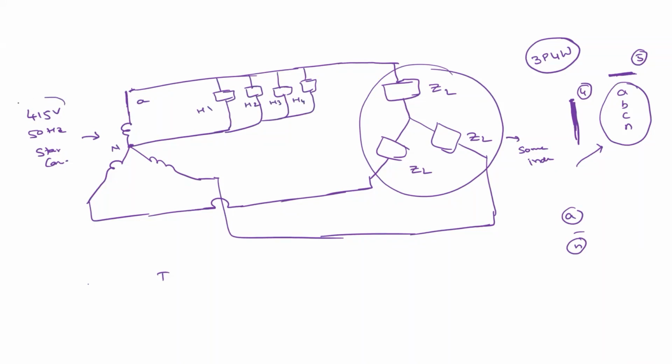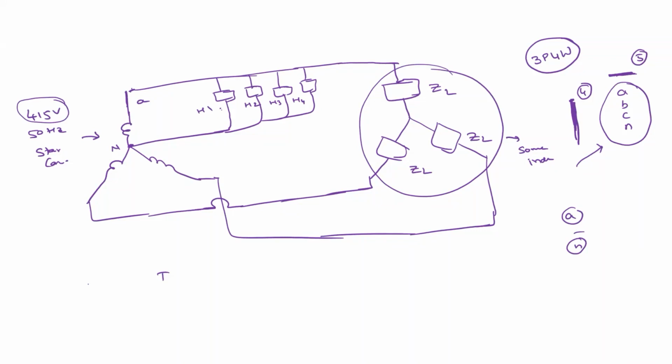If this is 415 volts, how much voltage is appearing here? 415 only, sir? Why 415 only? 415 by root 3. Right, line voltage is 415, so the phase voltage is 415 by root 3. So this is A phase, right? This is how they will connect.